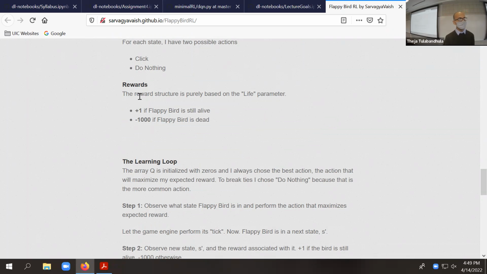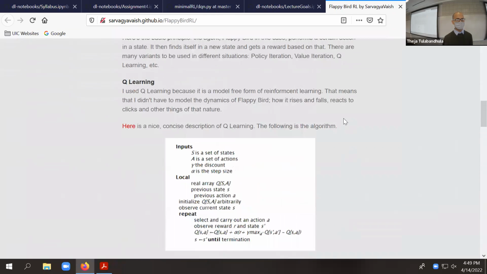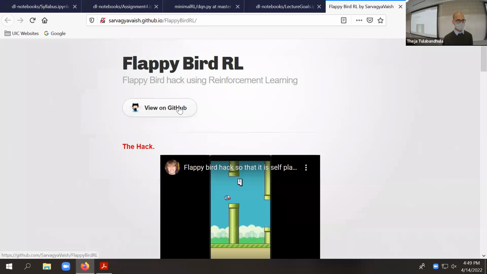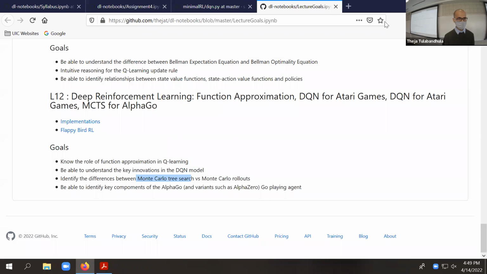Although I believe the code base is in JavaScript, you can check. You can get the Python based version as well. Anyway, with that, let me come back to our material.